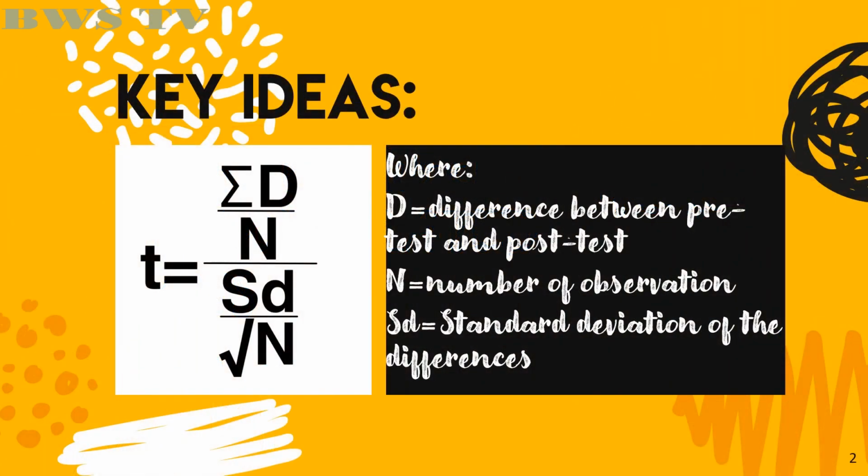So we have the formula for the t-test. It is summation of d divided by n, divided by sd divided by square root of n, where d stands for the difference between pre-test and post-test, n stands for the number of observations, and sd stands for the standard deviation of the differences.